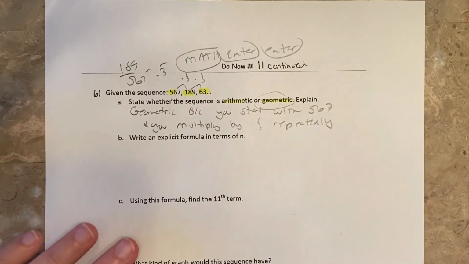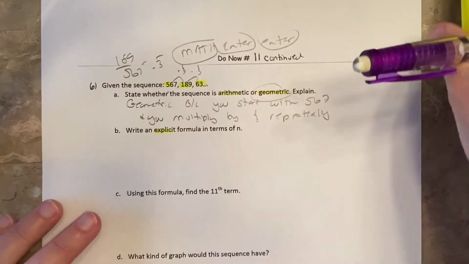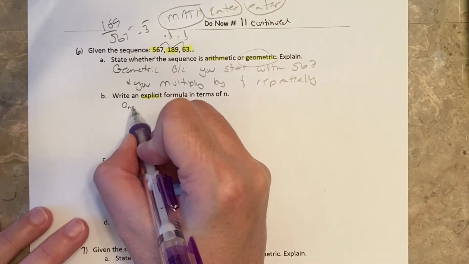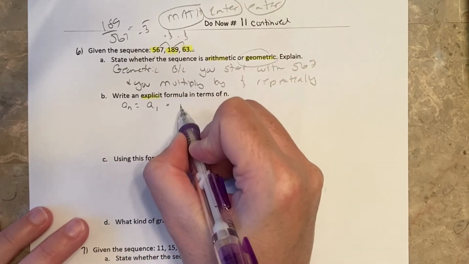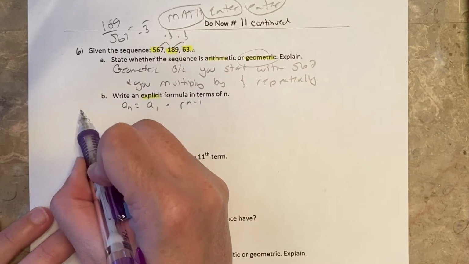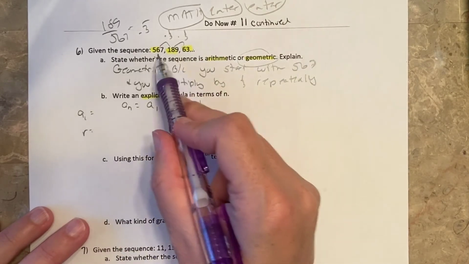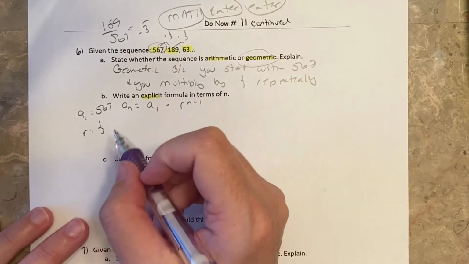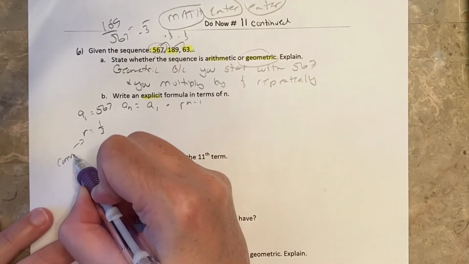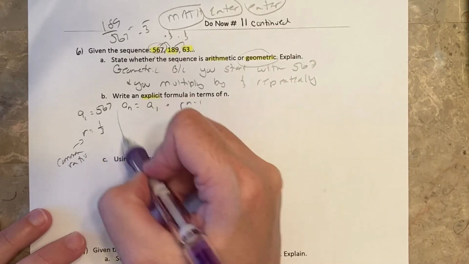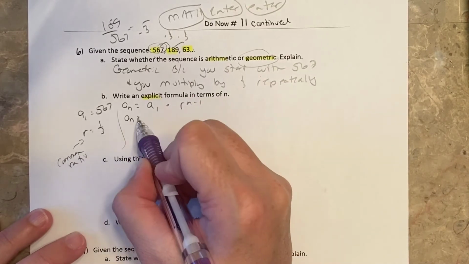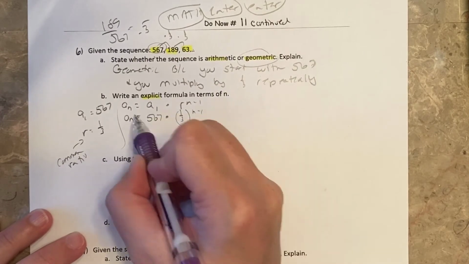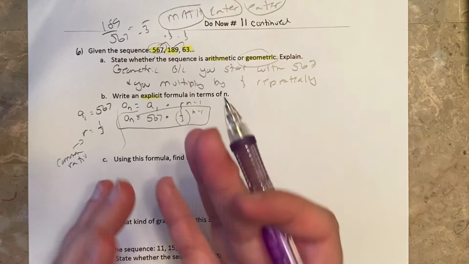Okay, explicit formula. We haven't done this in a while. Explicit formula for geometric: a sub n equals a sub 1 times r to the n minus 1. So I need a sub 1 and I need the common ratio. A sub 1 is that first term of 567. The ratio is 1/3. Again, this means common ratio, just in case you forgot. So a sub 1 is 567, 1/3 to the n minus 1. Remember, with explicit, that means general. That means you don't really have to show any work.